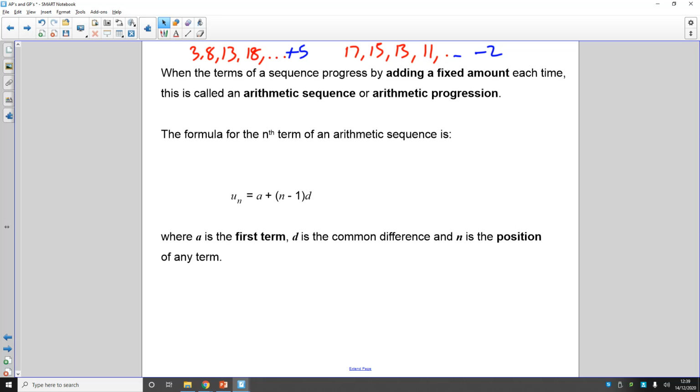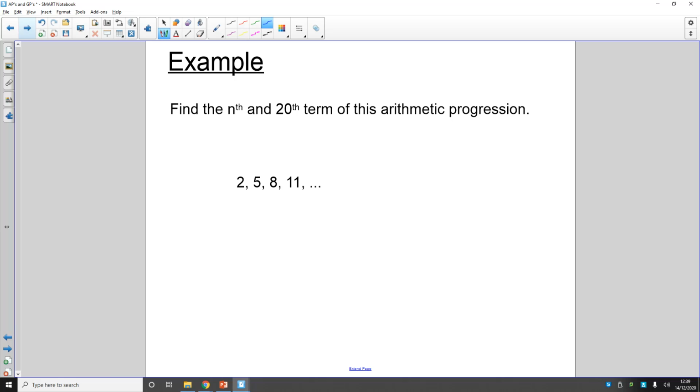The formula to work out the nth term of an arithmetic sequence is given by this here. So the nth term is a plus n minus 1 multiplied by d. Now, in this, a is the first term of your sequence, d is the common difference between each of the terms in the sequence, and n is the position of any term. So let's have a look at this in practice then.